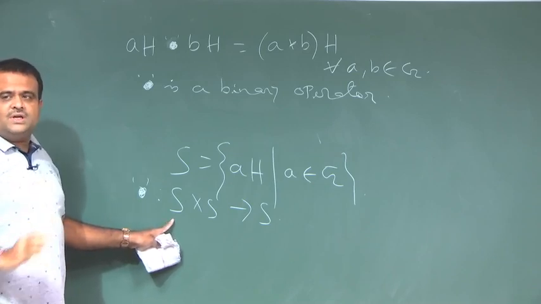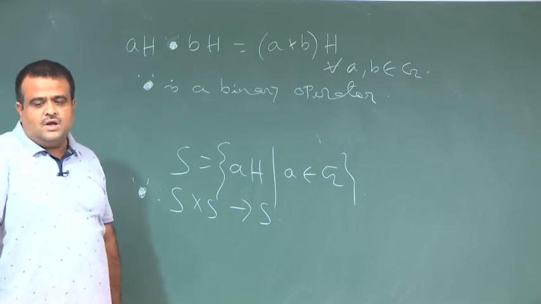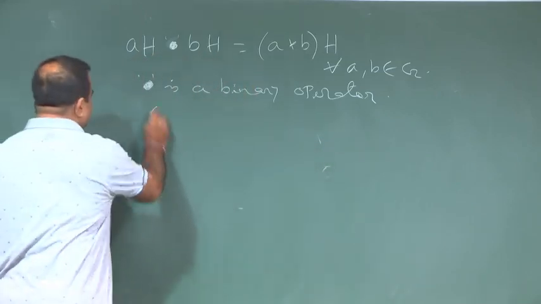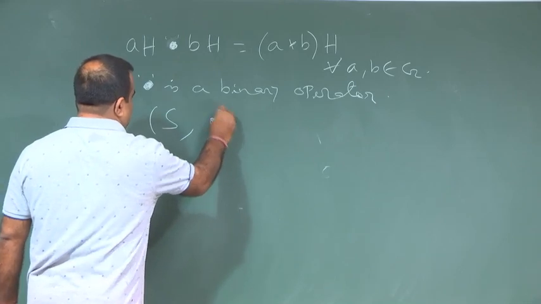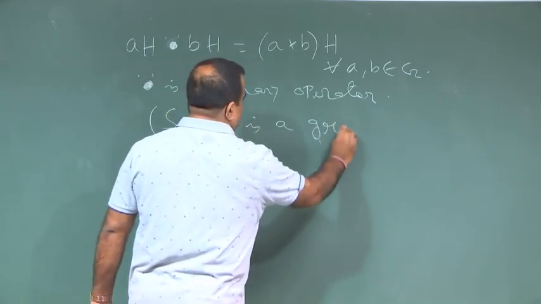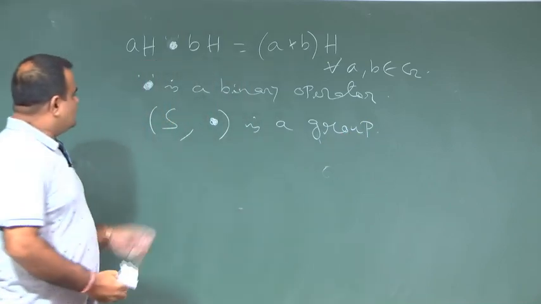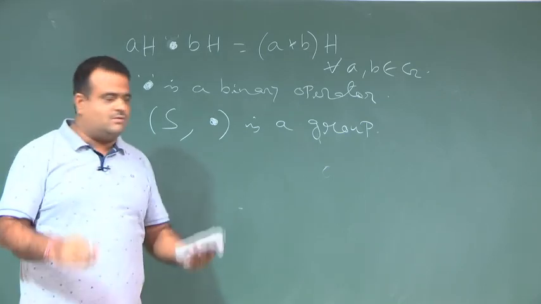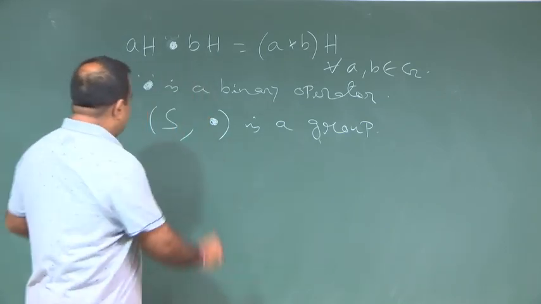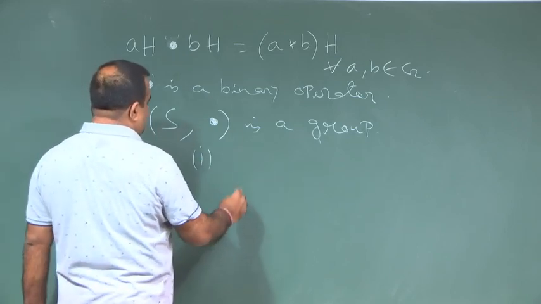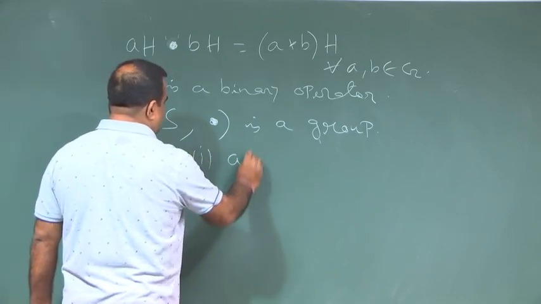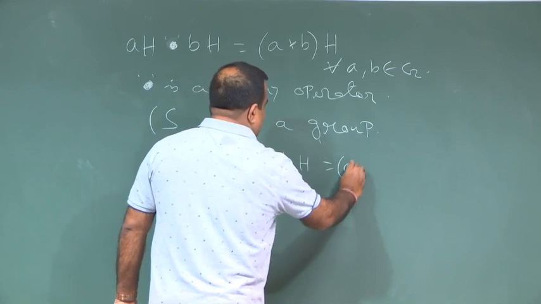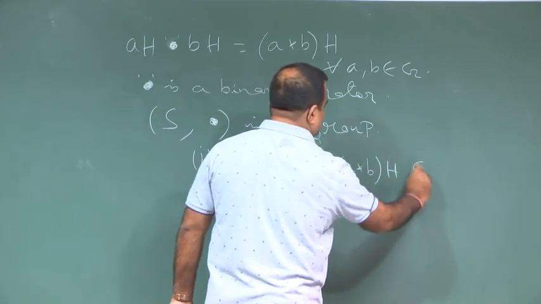Now, we need to check whether this will form a group with the set S. So, the question is whether S with this operation is a group or not. For that, S is non-empty, because H itself is a coset, so S is not an empty set. Now, we have to prove the closure property. Closure is okay, because if you take two elements from this and operate, this will give us a star b H, which also belongs to S.